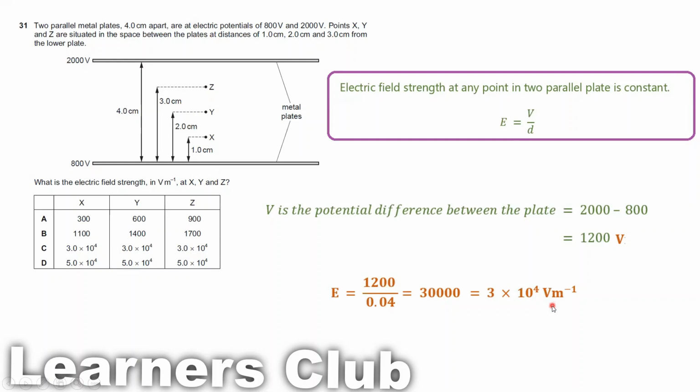You can say volt per meter or Newton per coulomb. Any unit is fine. Since they have mentioned it, it's volt per meter. I have written it here as volt per meter. So 3 times 10 to the power 4 at X, at Y, at Z. It's going to remain the same. So the answer for this question is option C.